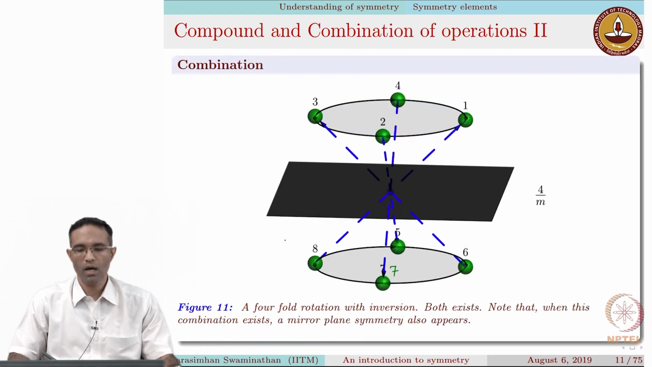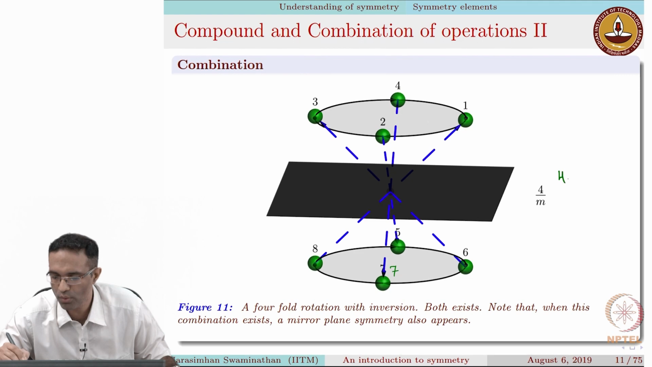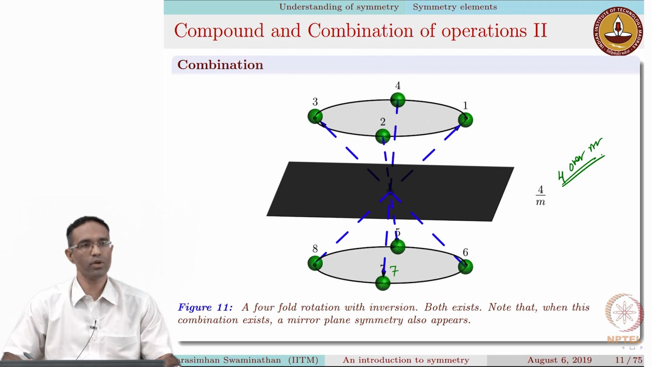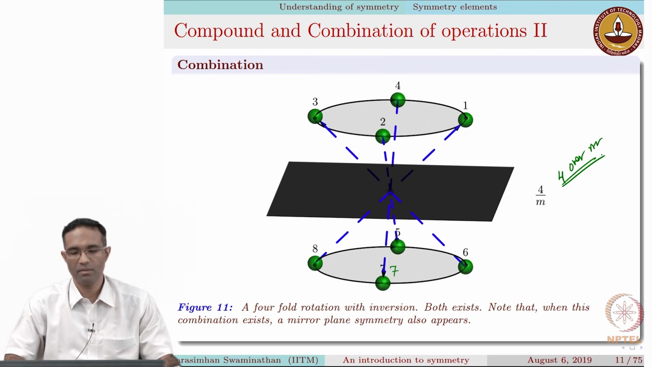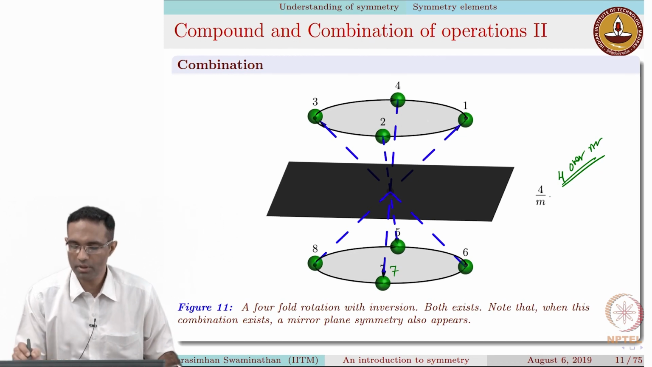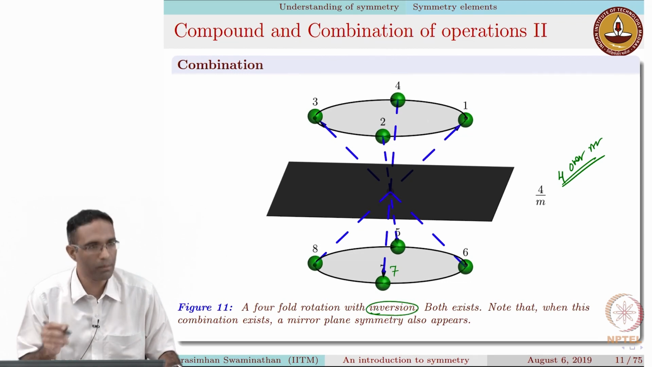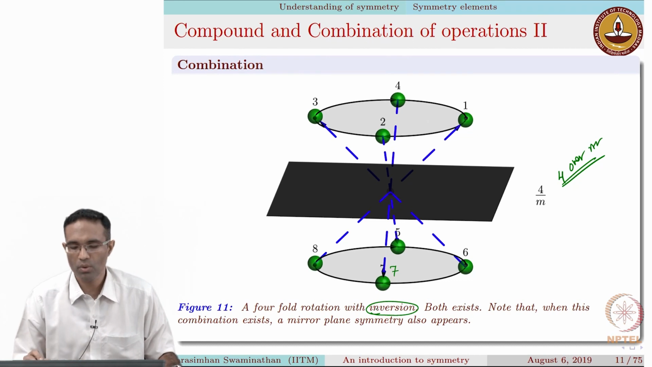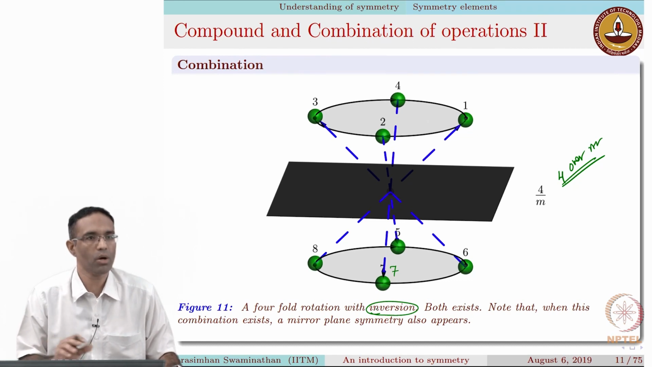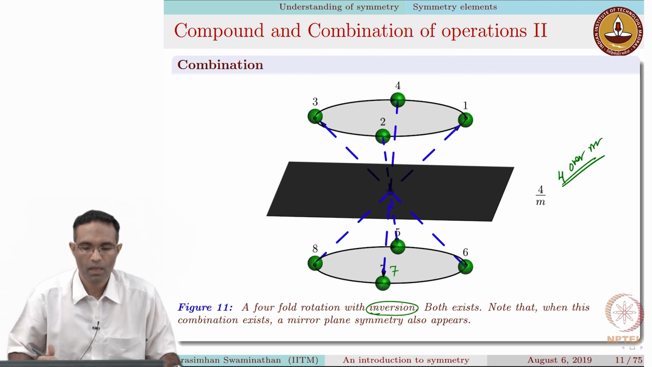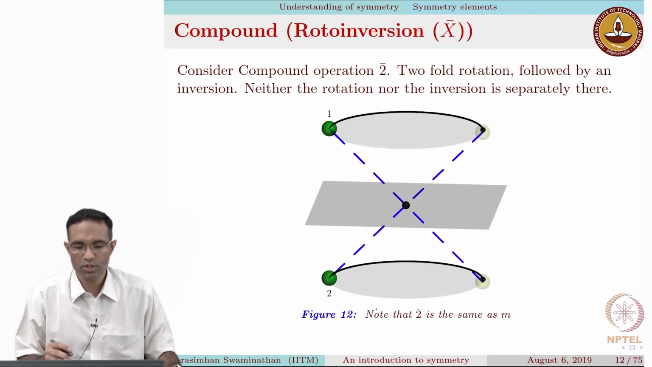This one is another operation which is called 4 over m. This is read as 4 over m. Okay, so there is a four-fold rotation and then there is a mirror that's being present, right? So automatically, because of the presence of the four-fold rotation and the mirror, there is also an inversion which automatically appears here, right? So it is important to remember that sometimes a combination of these two operations can introduce additional symmetry elements in the molecule.